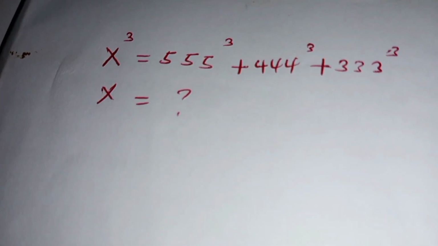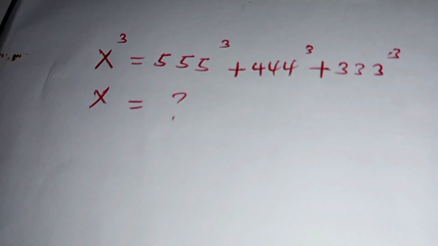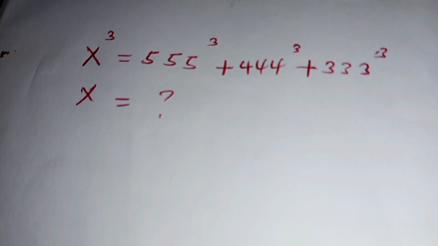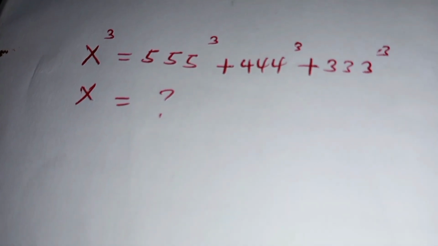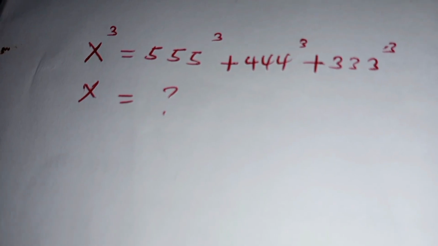We have a nice equation here. x cubed is equal to 555 cubed plus 444 cubed plus 333 cubed. What is the value of x?